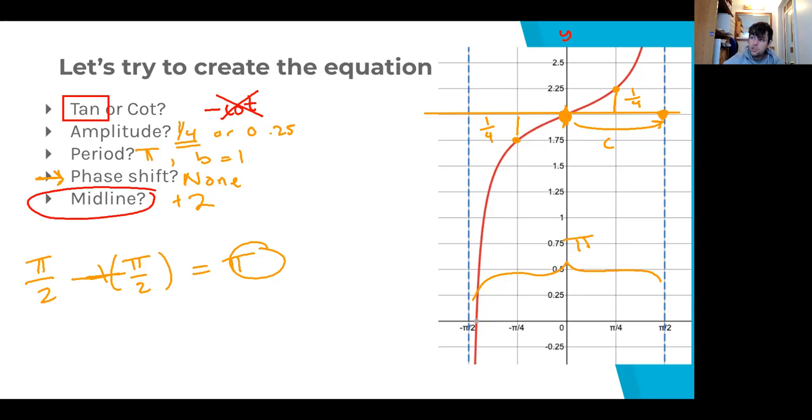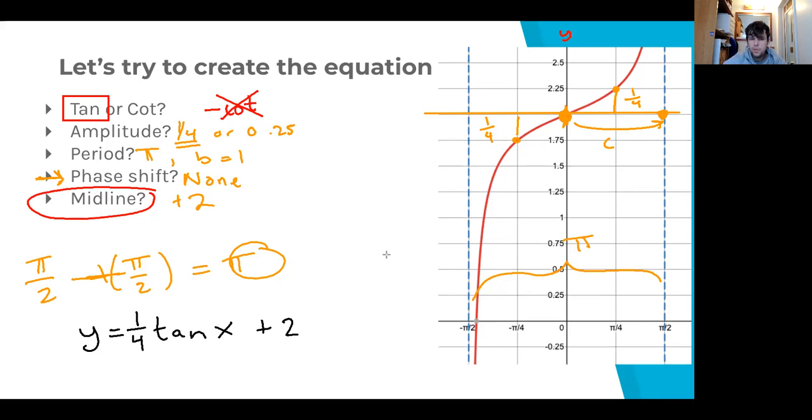And from that, we should be able to write our equation. I'm not asking you to do it, but we're going to go ahead and do it. So this one would be y equals, this is tangent, so tangent. Our amplitude was 1/4, so there should be a 1/4 here, or a 0.25. x, there was no B value or C value. Well, it's 1, so we don't need to write that. And no phase shift, so we don't have anything in there. And then just a +2 on the end.